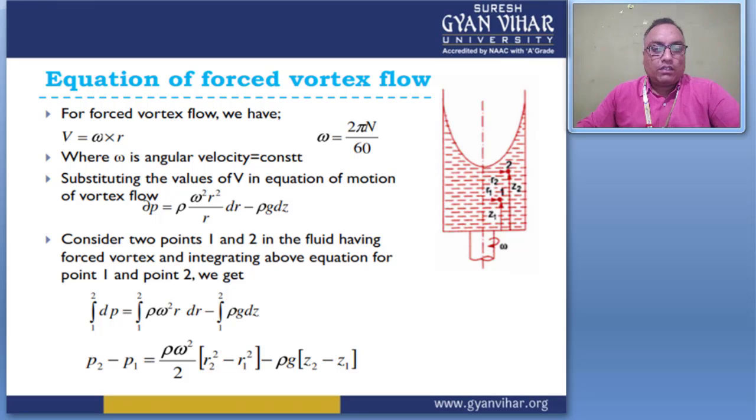So by integrating from 1 to 2 for the above equation, ∫dp from 1 to 2 is equal to ∫ρω²r dr from 1 to 2, minus ∫ρg dz from 1 to 2. So p2 minus p1 equals ρω²/2 times (r2² minus r1²) minus ρg(z2 minus z1). Then move to the next.